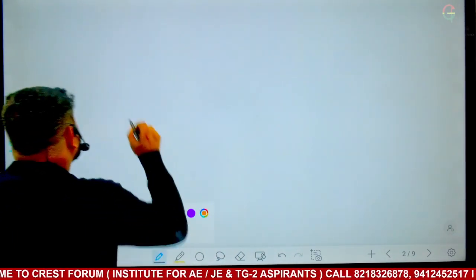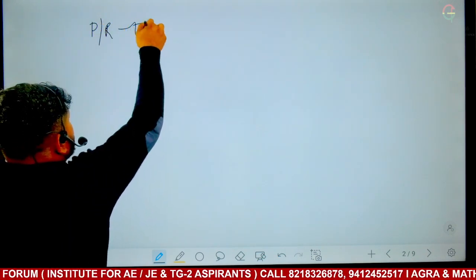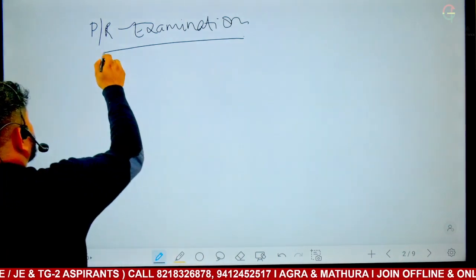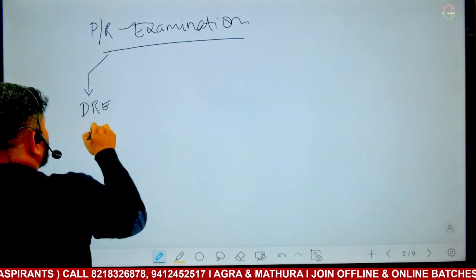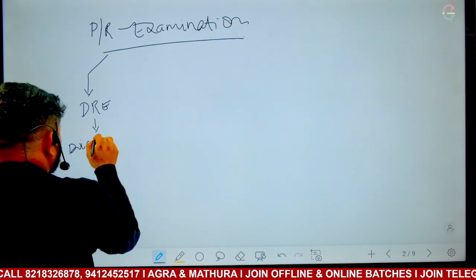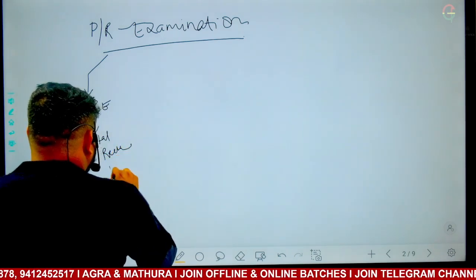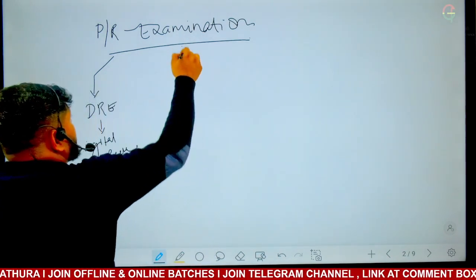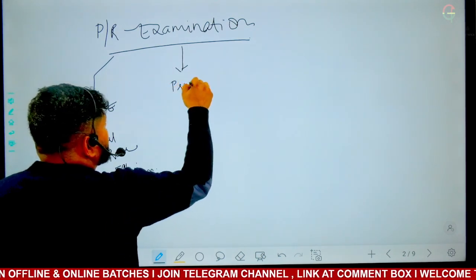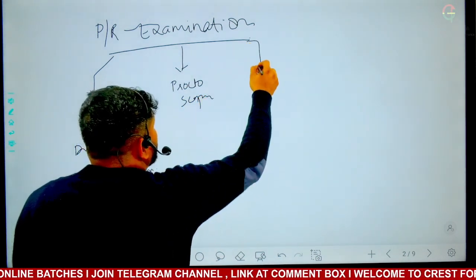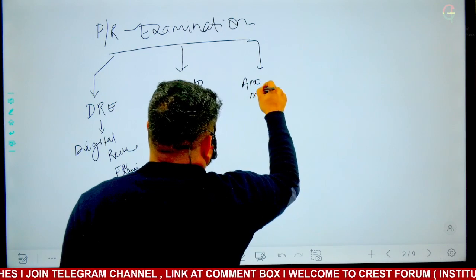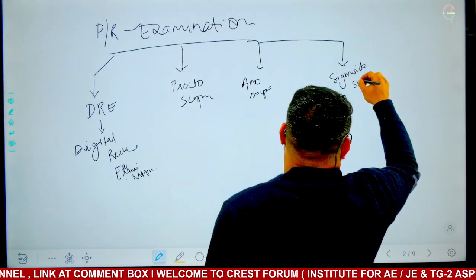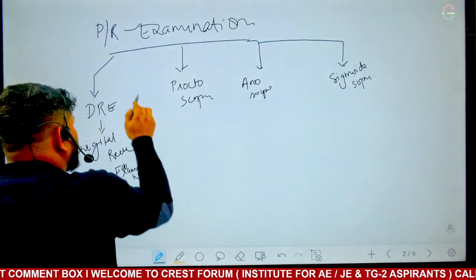Per rectal examination. On per rectal examination, what we do is DRE, which is digital rectal examination, and proctoscopy, anoscopy, and sigmoidoscopy. DRE we'll talk about later.